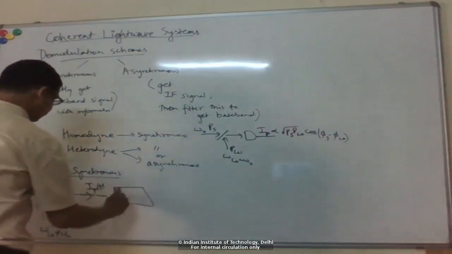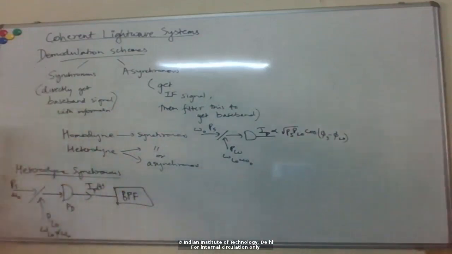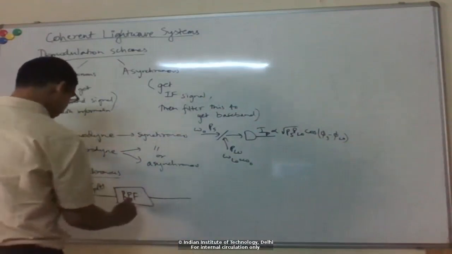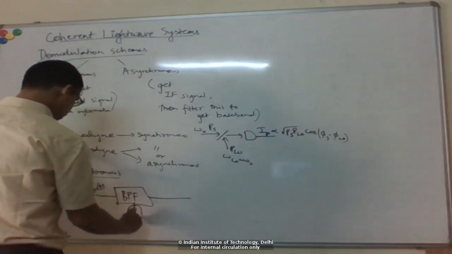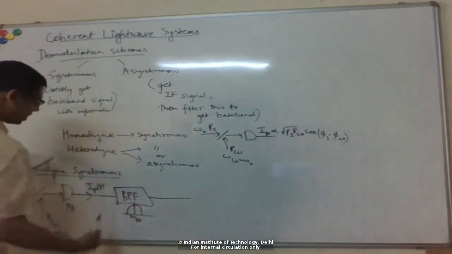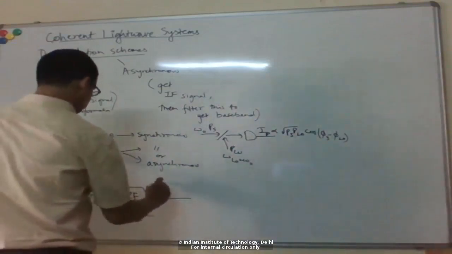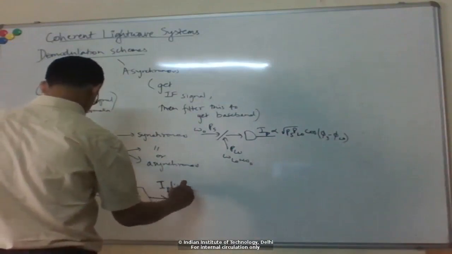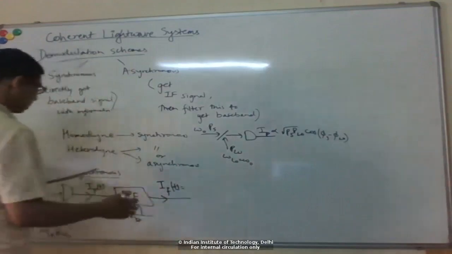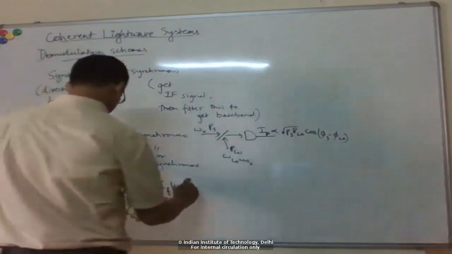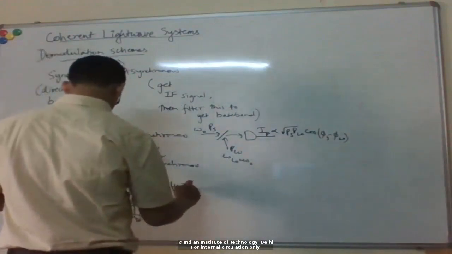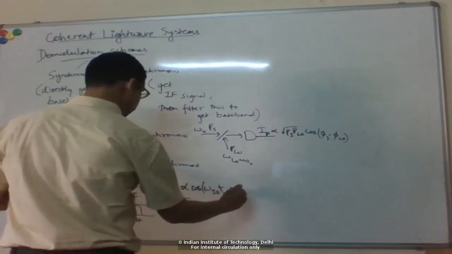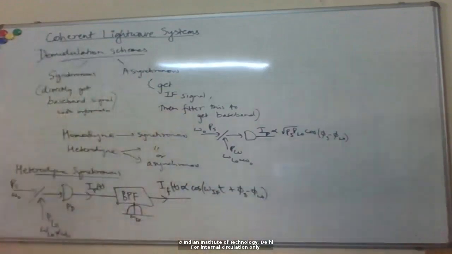So what do I do? I first have a band pass filter to filter out that intermediate frequency, centered around omega IF. For example, I can remove the DC components proportional to the local oscillator and signal powers, and I'm just left with the cross term. So this will be something like this.